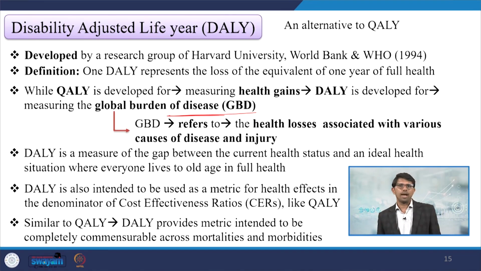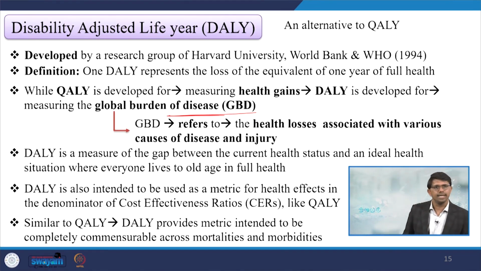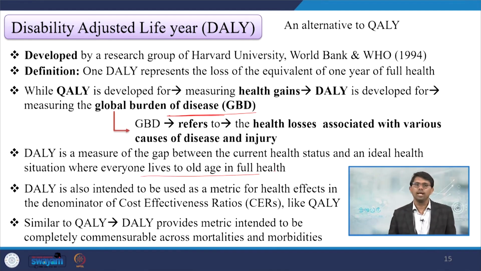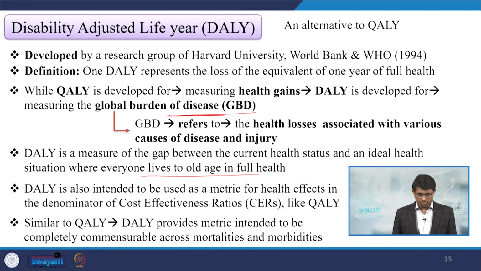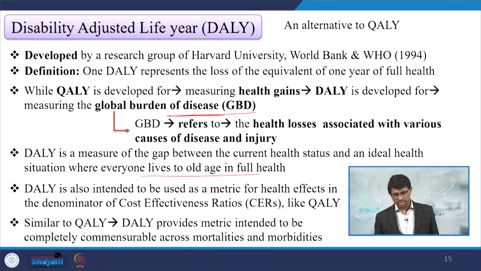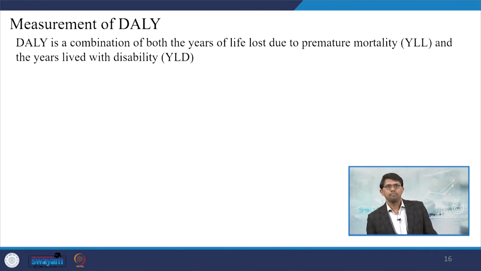DALY is a measure of the gap between the current health status and the ideal health situation where everyone lives to old age in full health. DALY is also intended to be used as a metric for health effects in the denominator of the cost effectiveness ratio, like we discussed in QALY. Similar to QALY, DALY provides a metric intended to be completely commensurable across mortalities and morbidities.